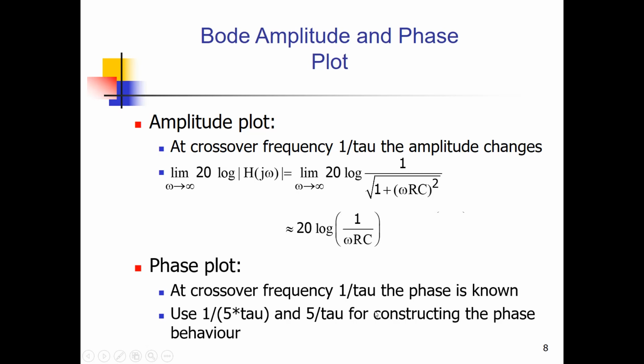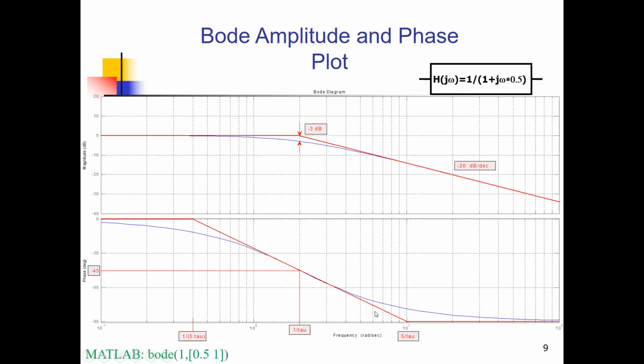It's a lot of information. I can imagine that you are a little bit confused, so let's start with an example. We have an example over here in which we have a transfer function which is equal to 1 over 1 plus j omega times 0.5.